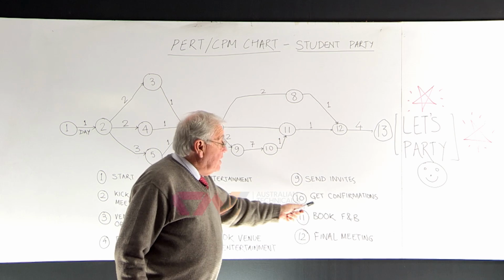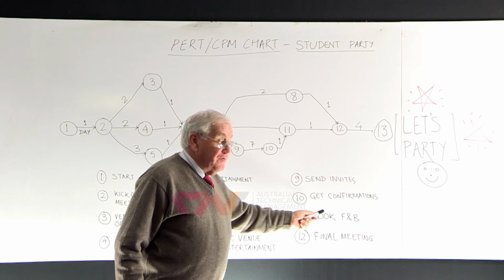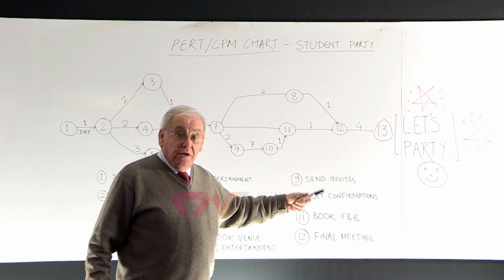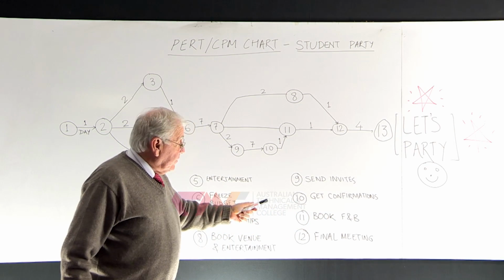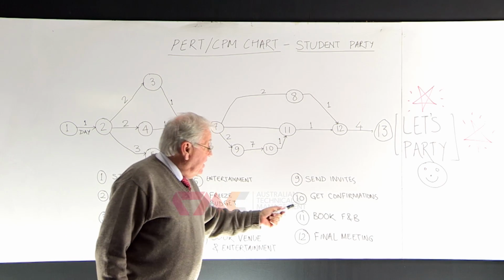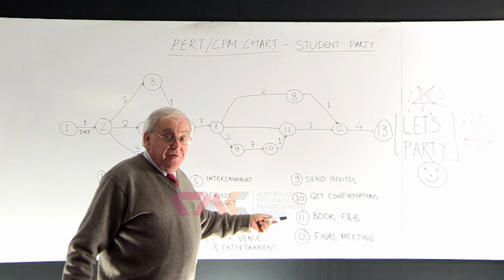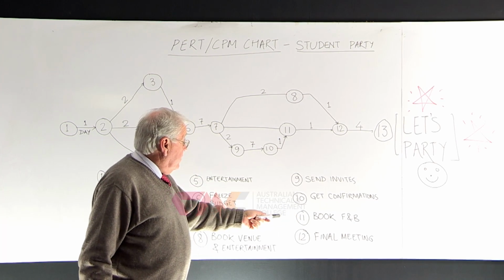Then, once we know who's attending, how many are attending, we can book the food and beverage. We can book the catering. We can tell them how many people are coming. Then we can work out our budget. We tell the caterer what our budget is. So instead of having great big sit-down dinners, we'll have finger food. So that's number 11, book the food and beverage.